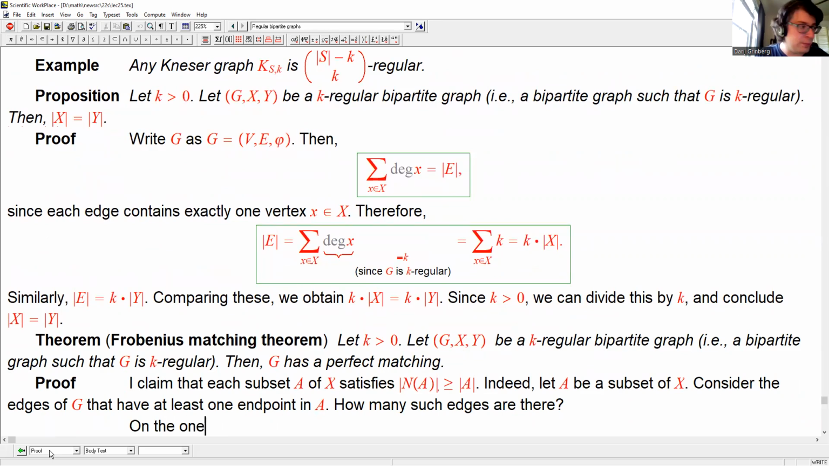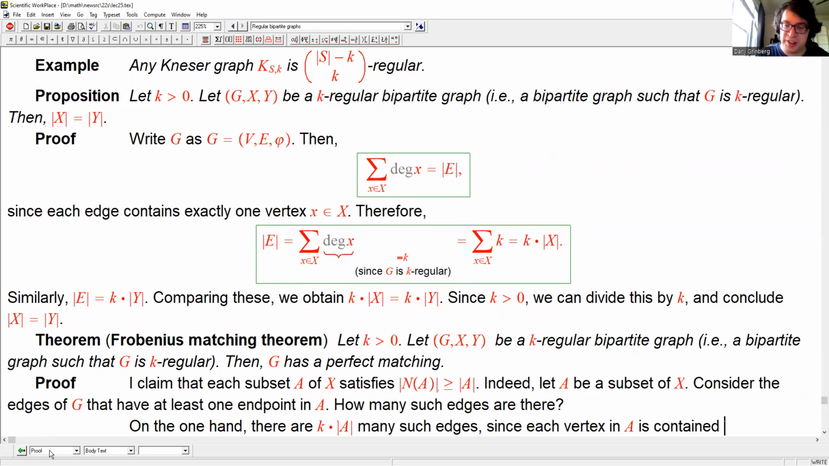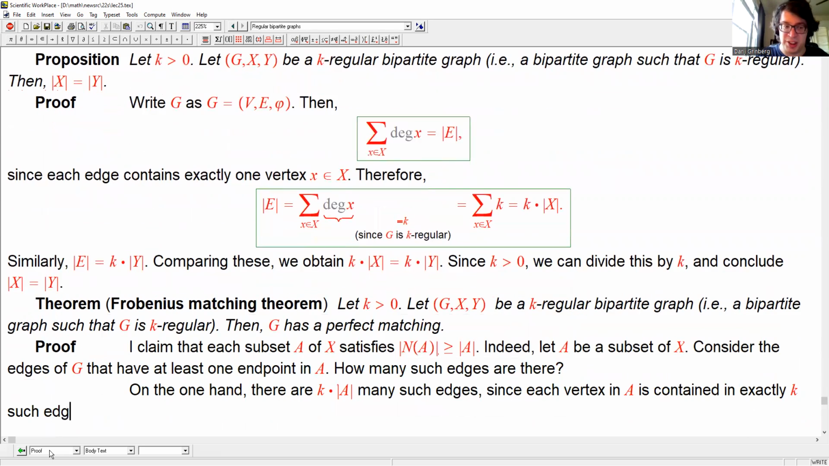How many such edges are there? On the one hand, there are k times the size of A many such edges. Why? Because each vertex in A is contained in exactly k such edges. Remember, the graph is k-regular, so each vertex in A is contained in exactly k edges. And all of those edges will be counted because all of them have at least one endpoint in A.